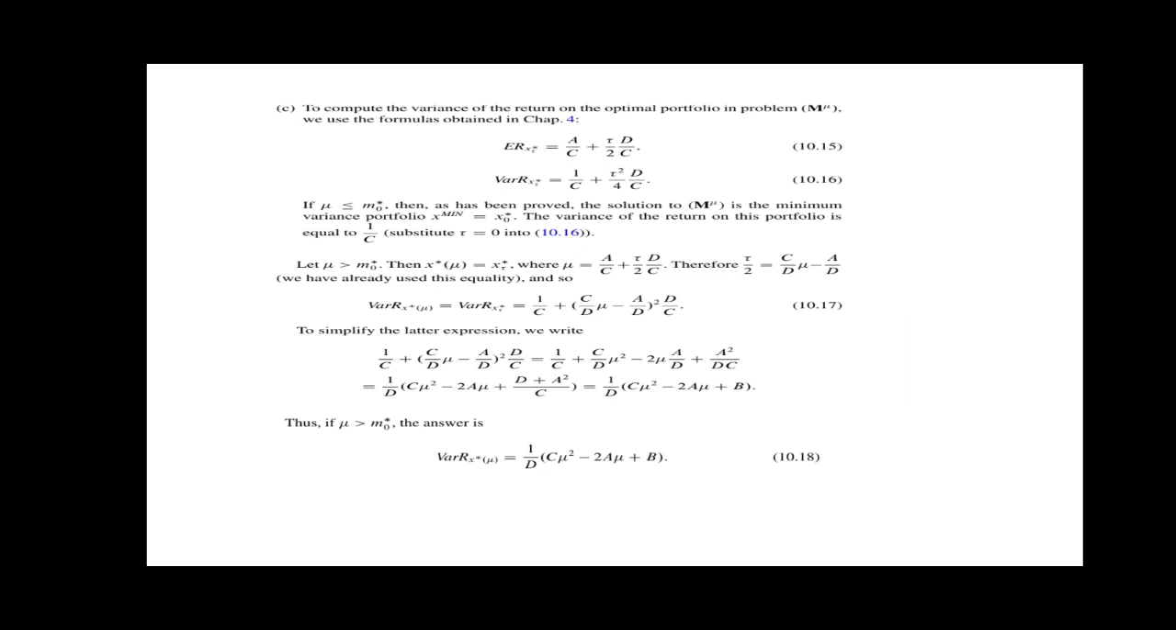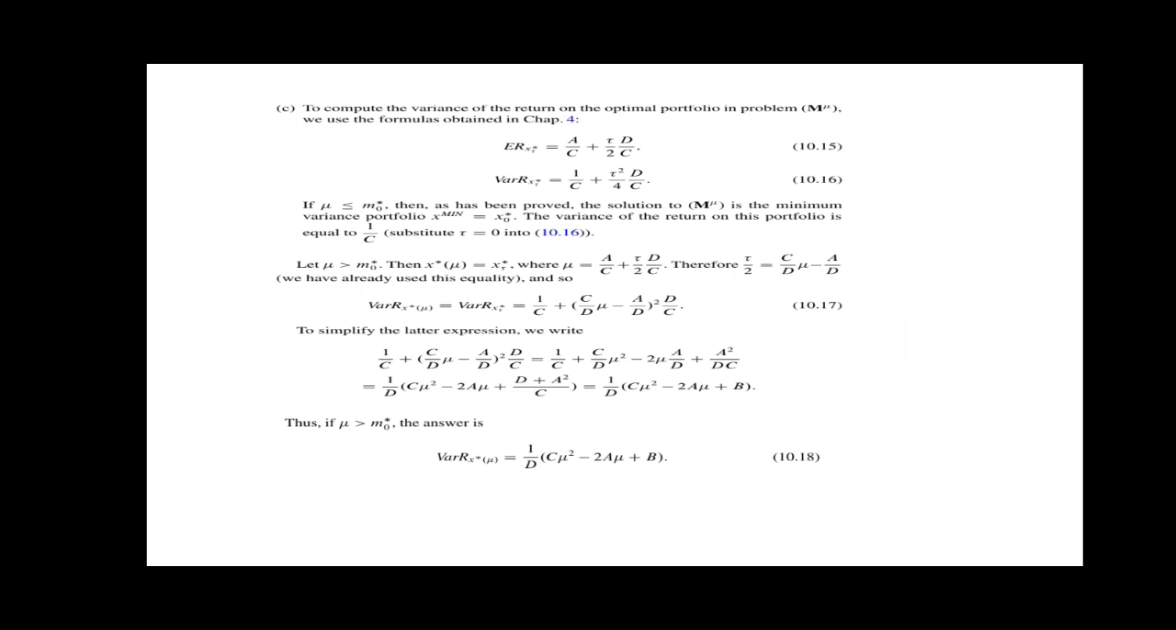In this slide, we can see the solution of question C. To compute the variance of the return on the optimization portfolio in the problem, we use the formula obtained in chapter 4. E[R(x_tau*)] equals a/c plus tau d/2c, and Var R(x_tau*) equals 1/c plus tau squared d/4c. If mu is less than or equal to m0*, then as has been proved, the solution to the problem is the minimum variance portfolio x minimum equals x*(mu).